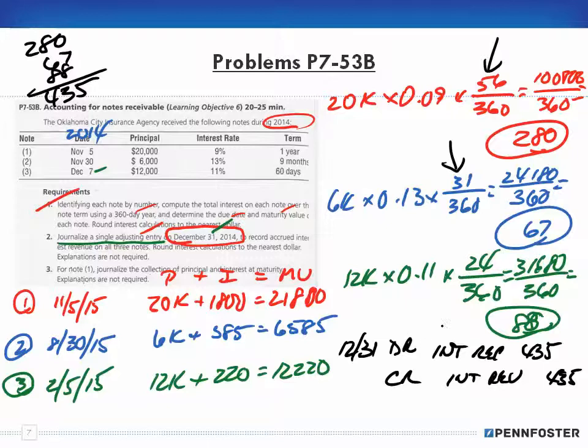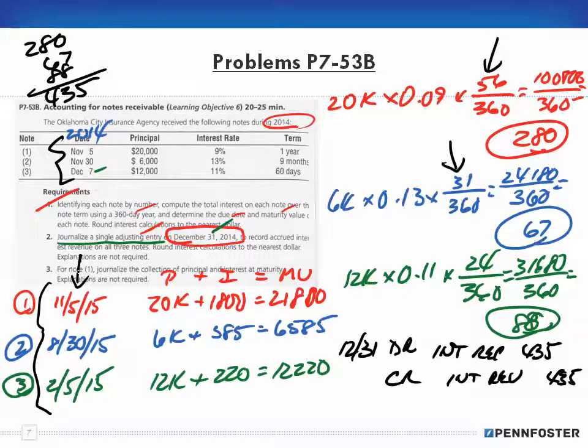Now remember, the notes occurred on these dates, and they're not due until these dates. But at the end of every accounting period, you've earned interest, right? So even though it hasn't been paid to you yet, because you're not going to get paid until these dates, you've earned that interest, and so you need to put that on your books. And since you're earning the interest, obviously that's revenue, and you would have a general ledger account called interest revenue.